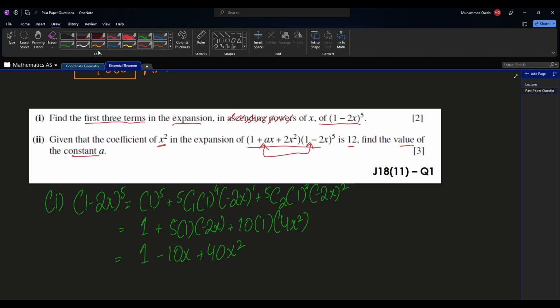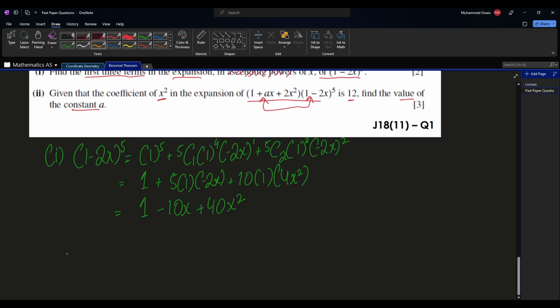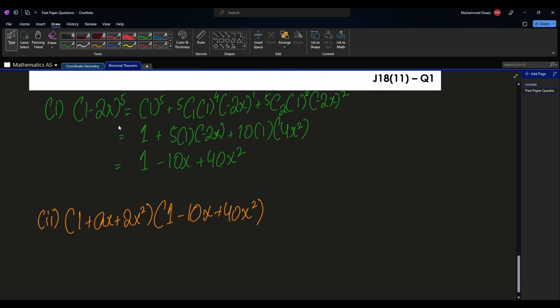Alright, so let us first basically multiply these two. So let us do that here. Part 2. So 1 plus ax plus 2x square, and then multiplied by the expansion we just found, 1 minus 10x plus 40x square. Now then, make sure that you only multiply the terms which give us the value of x square, as they have given us the coefficient of x square.